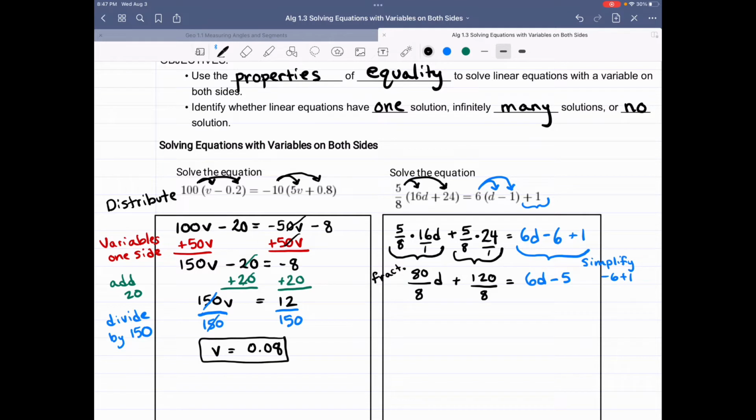Just going to abbreviate it, fractions. Now, I'm going to simplify the fractions, okay? So in this step, we're just moving down the line, simplifying as we can. 80 divided by 8 is 10D, and 120 divided by 8, did that in the calculator, is 15. So simplify.